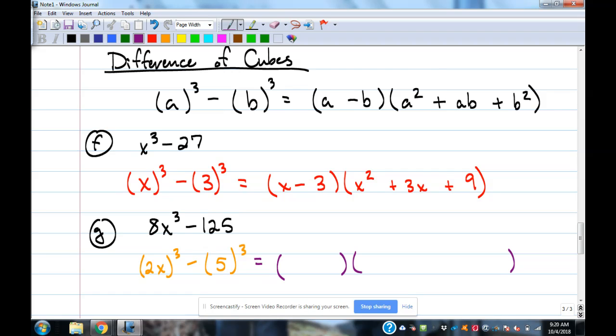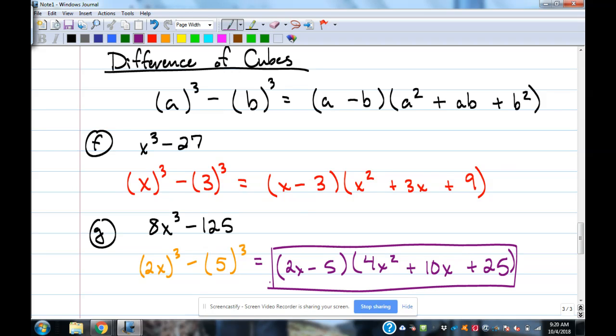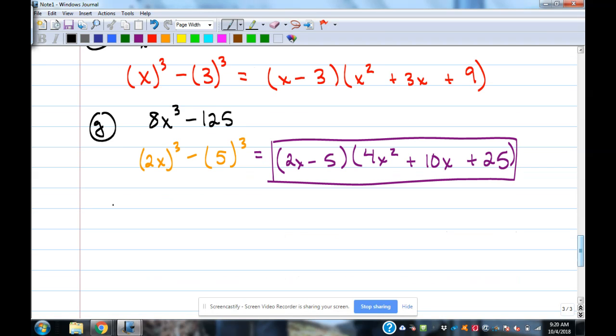What's my short piece? Good job, Dan. 2x minus 5. What's the long piece? 4x squared plus 10x plus 25. Okay. Put something together. Don't quit. Now time to go.